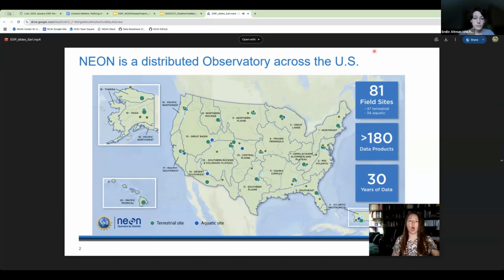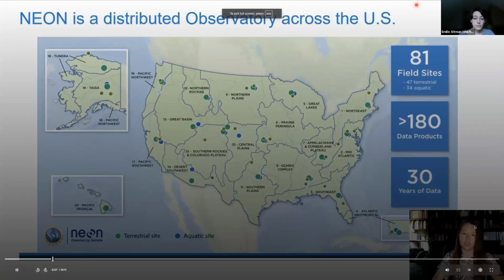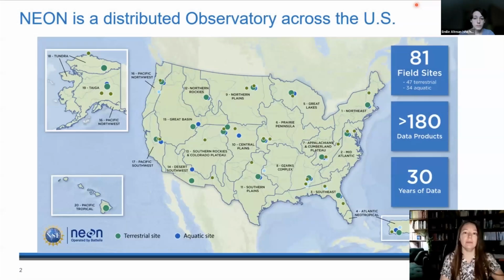And we do this by gathering long-term data on ecological responses to changes in land use and climate, and on feedback with the geosphere, the hydrosphere, and the atmosphere. We have 81 field sites situated across 20 broad ecoclimatic domains, which are distributed into 47 terrestrial sites and 34 aquatic sites. We also provide a highly coordinated system of open data for monitoring over 180 critical ecological and environmental properties, or data products. So, for example, these are data such as surface water level, water quality, air, groundwater, soil temperature, barometric pressure, that kind of stuff.